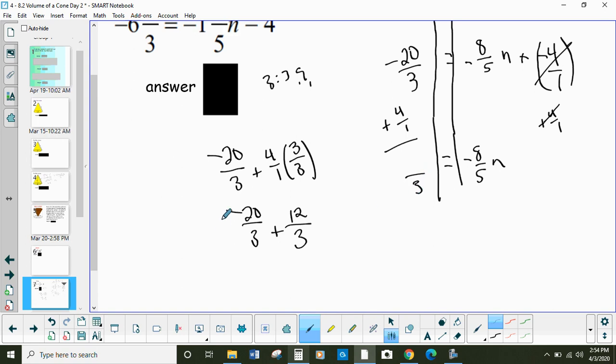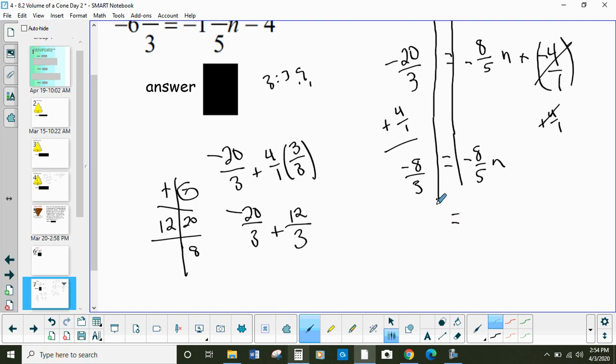bottom number the same. When I add those numerators, I can use teams. I have 20 negatives and 12 positives. Opposite teams mean subtract. There's a difference of 8. Negatives have more, so it's negative 8/3.